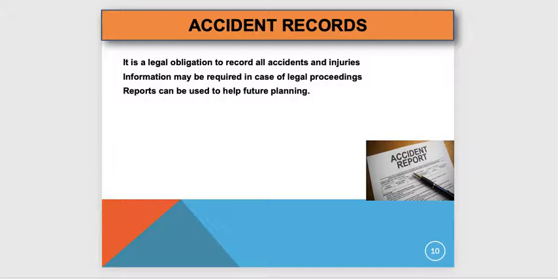And this goes to RIDDOR. We're going to discuss RIDDOR in a second. Information may be required in case of legal proceedings. So this could be that someone's been assaulted, punched, or whatever it may be, so it may go to court. Alternatively, it may go to court in terms of the stadium or the event, where the individual that's got injured may then try and take that stadium or the event to court. And reports can be used to help future planning.